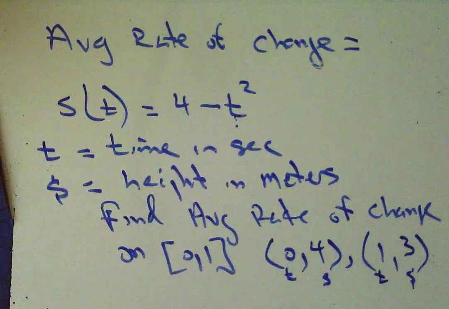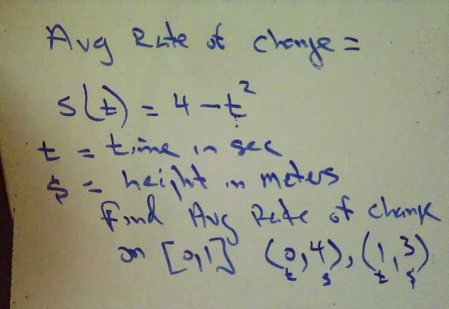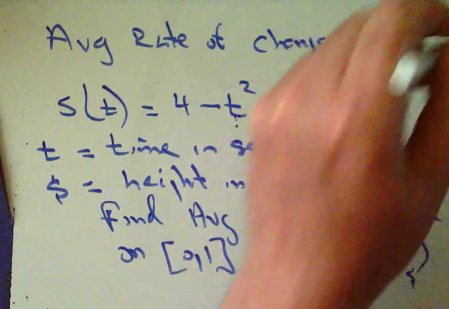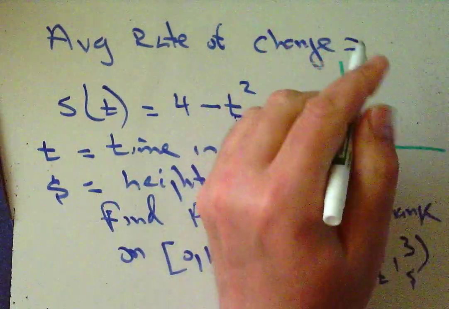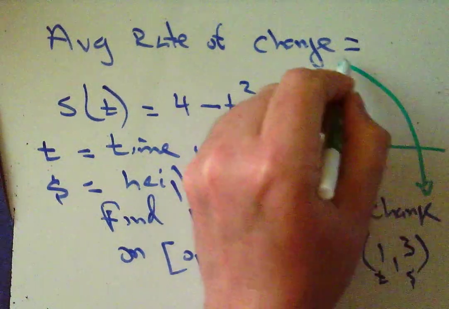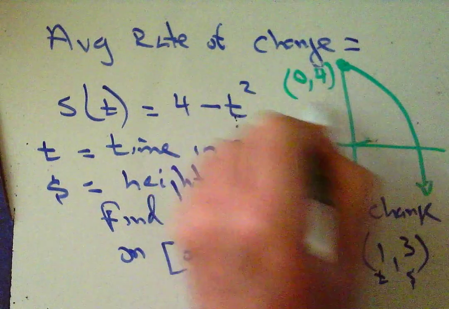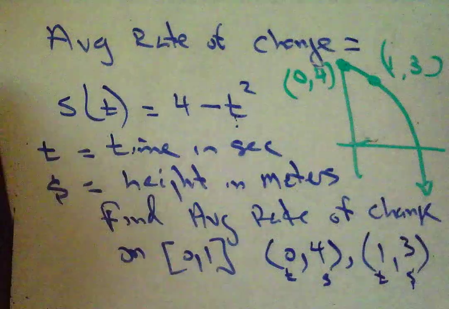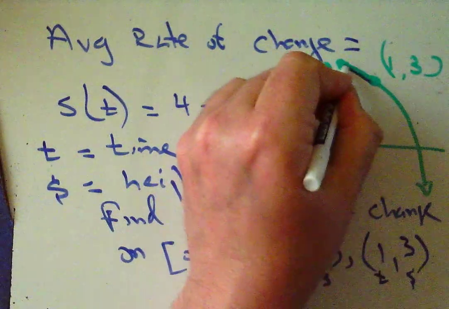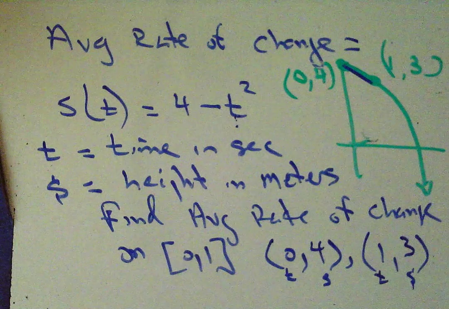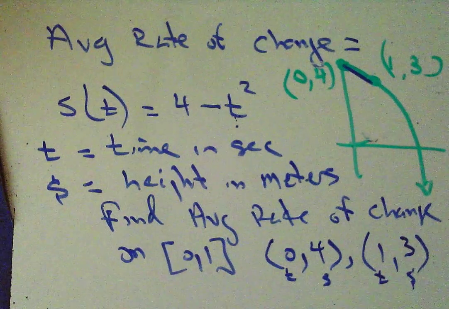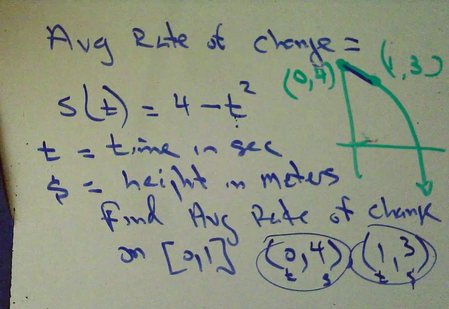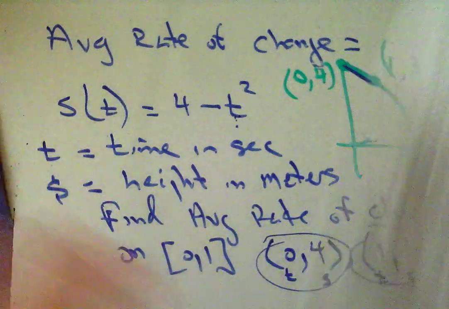So even though I'm thinking about a parabola here, not that parabola, though. It's a down-pointing parabola. There's our parabola, which has the points (0, 4) and (1, 3) on it. I'm actually looking for the slope between those 2 points. So in order to do that, I just use the slope formula between these 2 ordered pairs. Remember, average rate of change is slope with units.